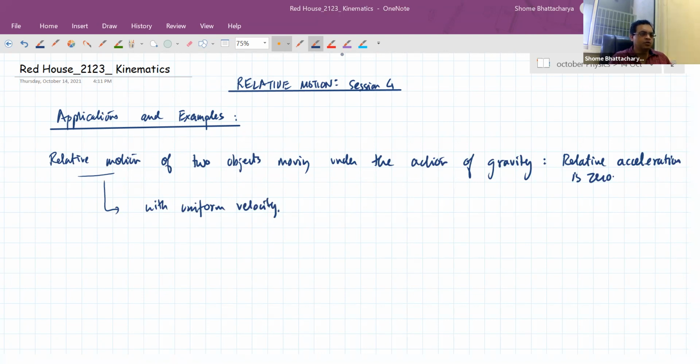Yes, we will do some more questions and applications, Ishan, and then we will move on to circular motion after that. So just a few pending application examples of relative motion. No concepts in that sense are pending anymore.